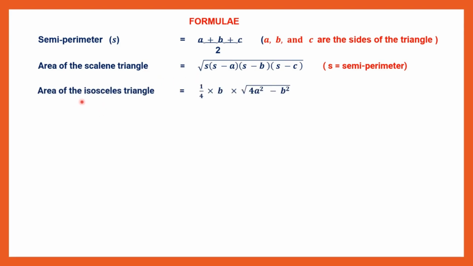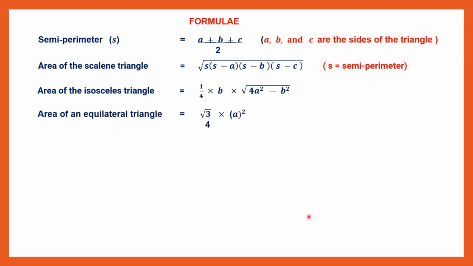If you have to find the area of an isosceles triangle, which is a triangle in which two sides have the same length and the third side has a different length, this is the formula. 1 by 4 into b, where b is the base, into the root of 4a square minus b square, where a square and b square are the two sides.